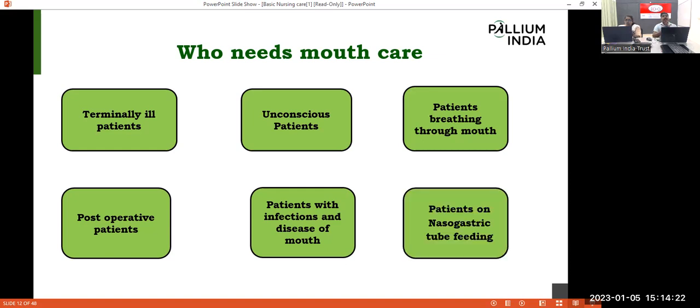Then the patient who is already on nasogastric tube feeding, or NG, Ryle's tube feeding. The majority of caregivers are managing very well, they are feeding very well nasogastrically, but the tube is only through the nose. Inside the mouth, what is happening, the caregiver never bothers about that. So we need to educate them or we need to practice proper oral care for the nasogastric patient also. Feeding is by tube only, but oral care we need to maintain. Otherwise, it will cause further infection and it may cause systemic infection also.